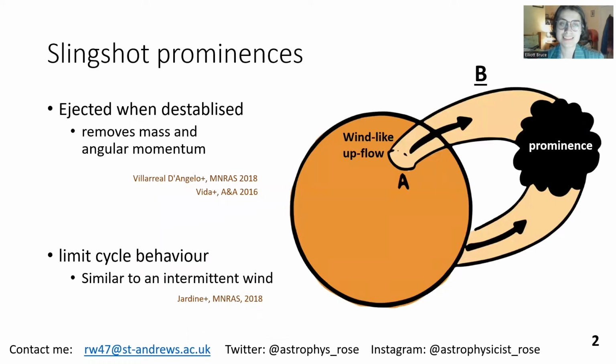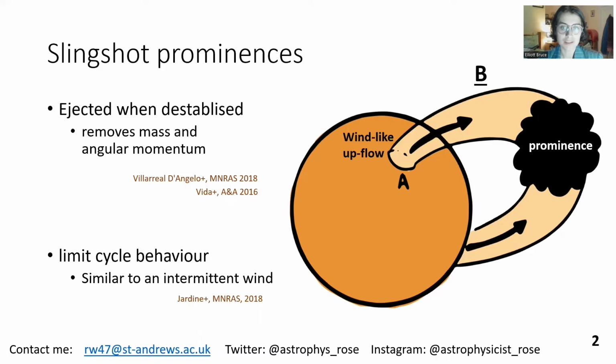So prominences are condensations of plasma. They're supported above the surface of the star by a magnetic field. And material is supplied by a thermally driven upflow of material from the surface to the loop summit. And this is the same as the thermal wind. When they become unstable, they're ejected from the star, removing mass and angular momentum.